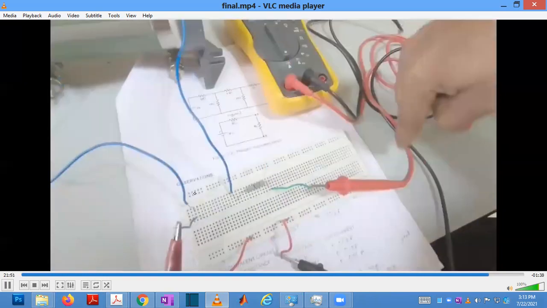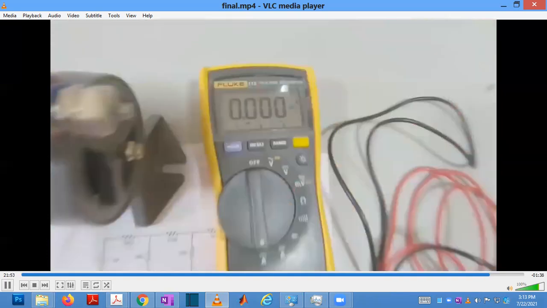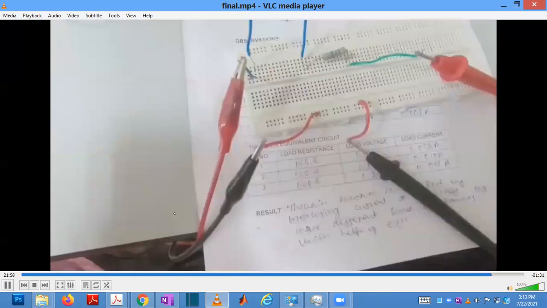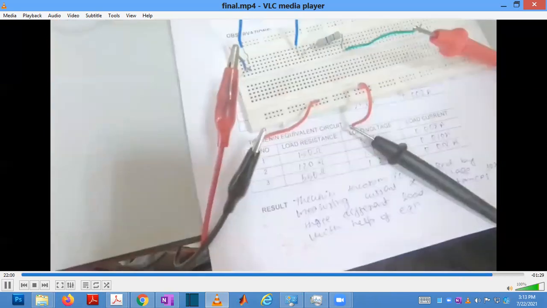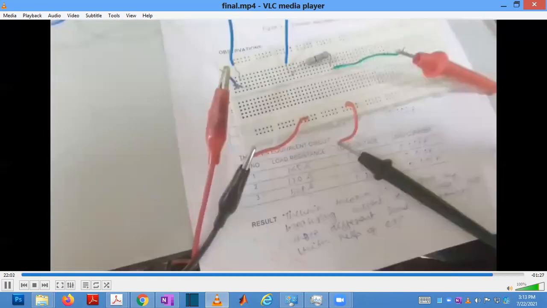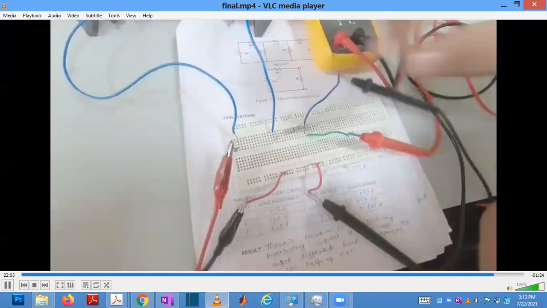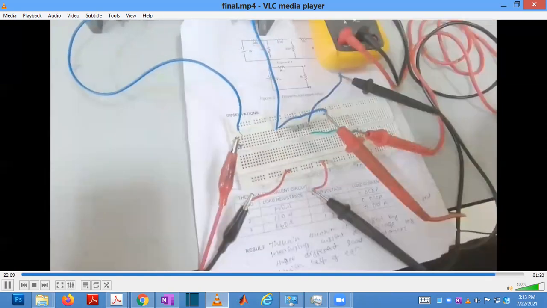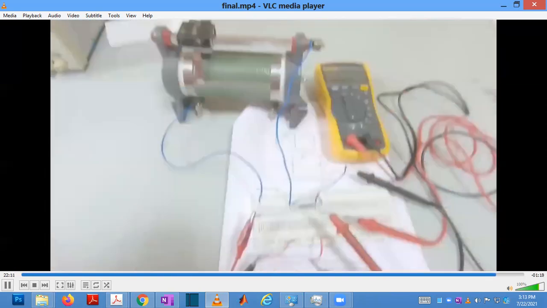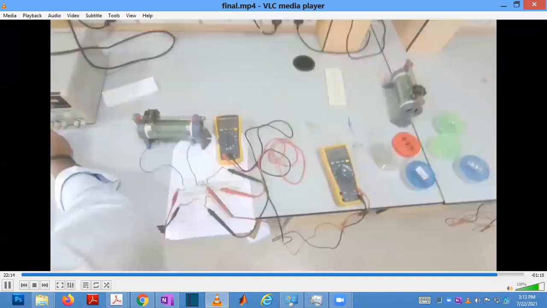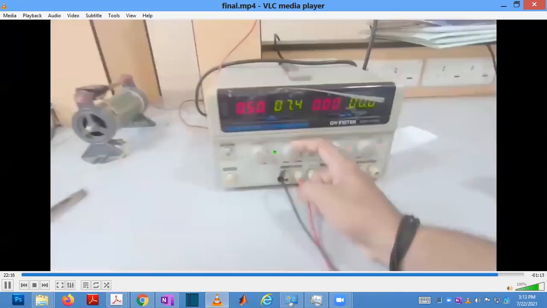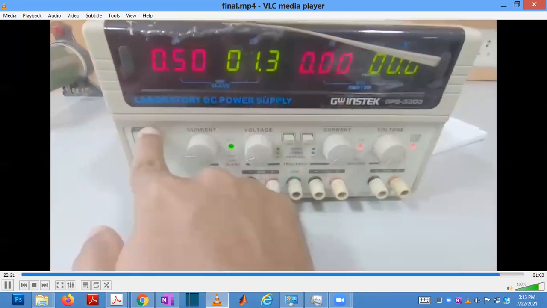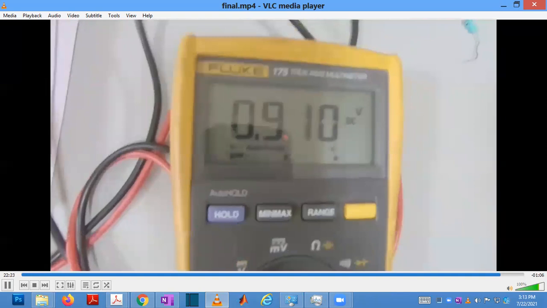The rheostat's two wires are these. You can connect this. Now it is connected in ammeter mode. So I have connected it in series, and now I have to connect the voltmeter in parallel to the load resistance. Then I have to adjust the power supply to 1.2 volt. That is your VTH. So you have to turn the output on.